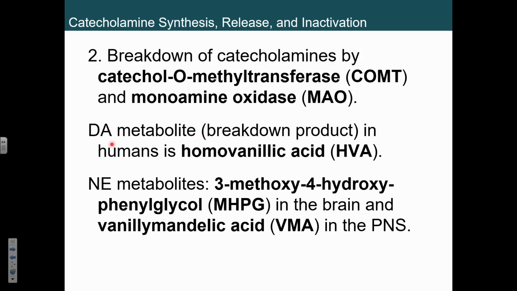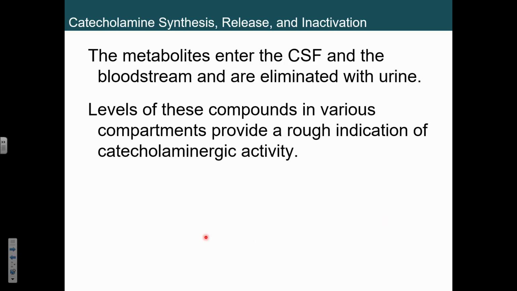They make these breakdown products. Dopamine has a breakdown product. It doesn't really matter. Norepinephrine, interestingly, has a couple of metabolites. One is in the central nervous system, and the other is in the peripheral nervous system. You don't need to know that. All those metabolites will go into the cerebrospinal fluid. Eventually, you'll get those into your bloodstream and then into your urine.